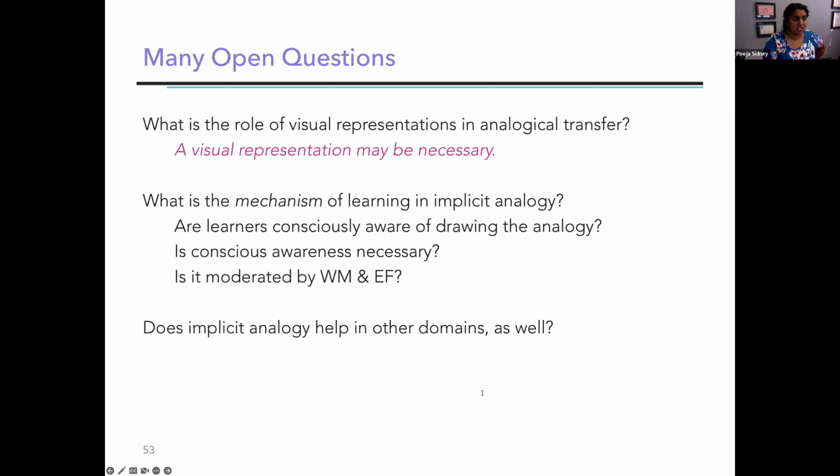Of course, all the evidence I've shown you is from children's fraction learning. So we also want to explore how this implicit analogy may work in other domains. And then finally, I do think that explicit analogy is necessary in some contexts for some learners. So there's work to be done in figuring out what those conditions are. What are the conditions under which it's better to just warm up? And what are the conditions under which you really do need all that explicit support for analogy?